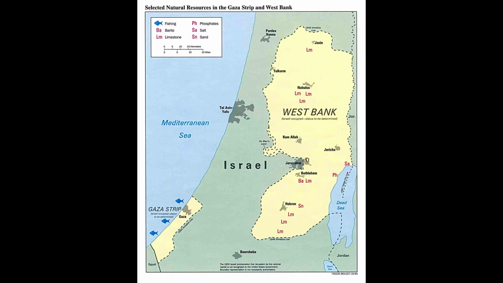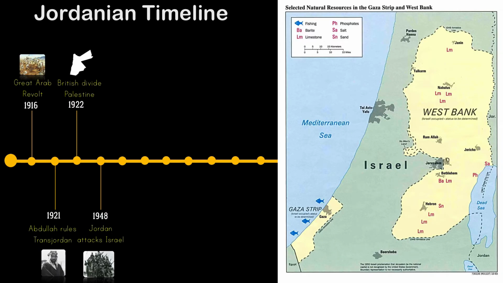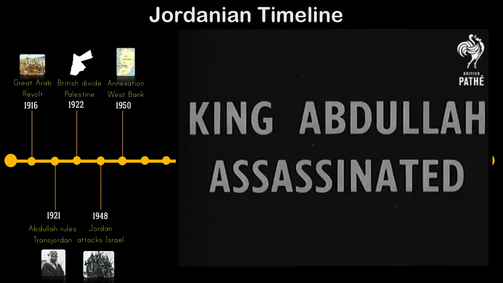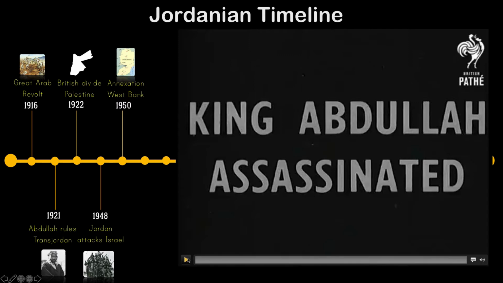But prior to this, King Abdullah changed the name of Transjordan, as I mentioned. I said 1949, but he actually changed it on May 25th, 1946. So in 1950, Jordan will annex the West Bank, and then something terrible happens right here.